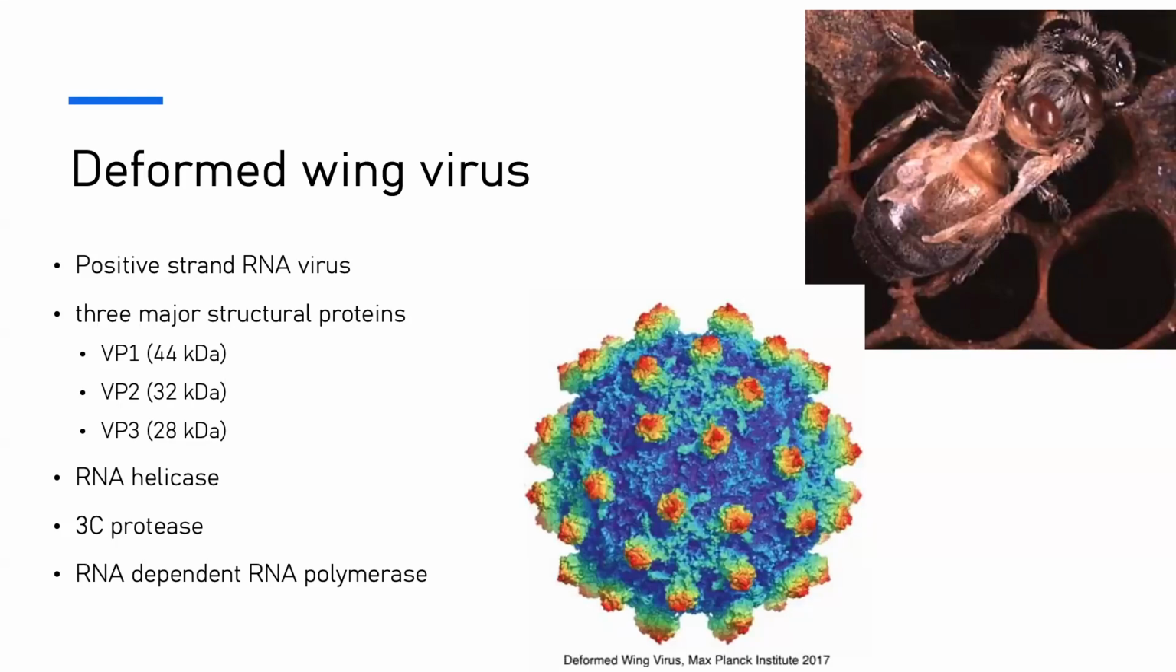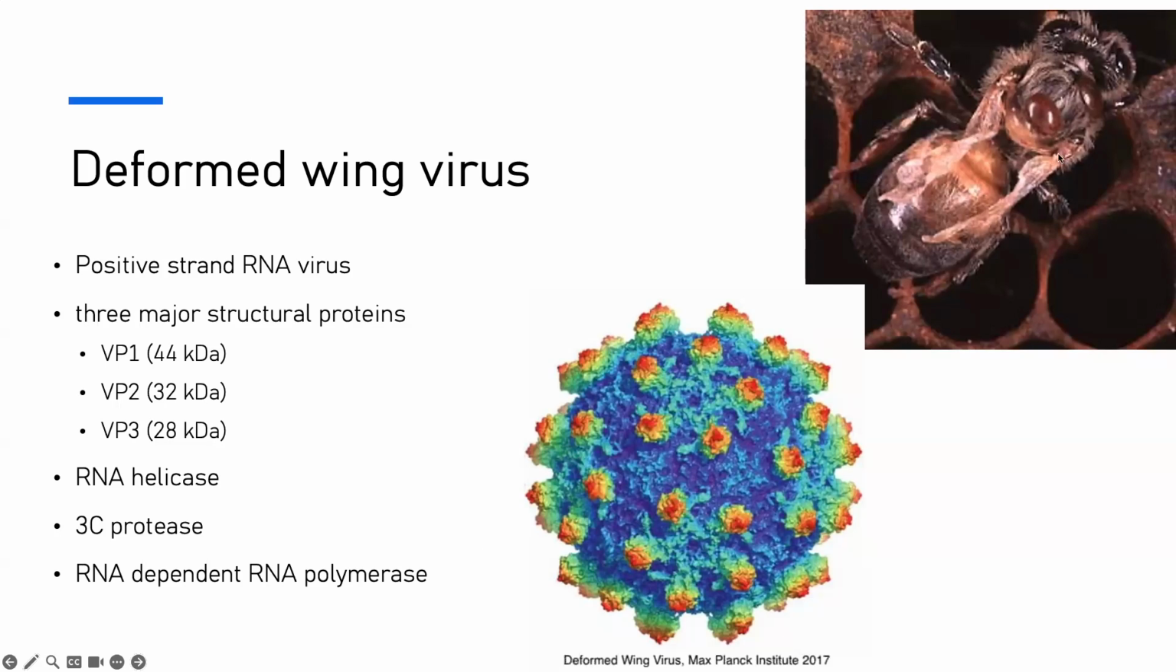So we'll first give a little bit of an introduction about deformed wing virus. I apologize to the people from New Zealand who are probably very familiar with that, but here in Australia, we are much less familiar with deformed wing virus. It's a positive strand RNA virus. You can see a picture of it here. As the name suggests, it results in bees which have deformed wings.